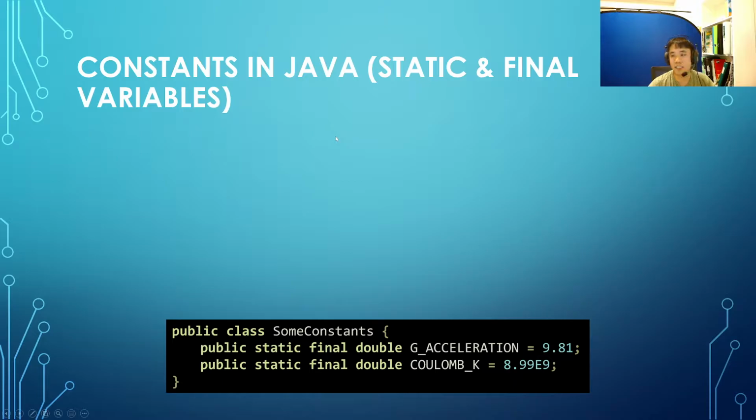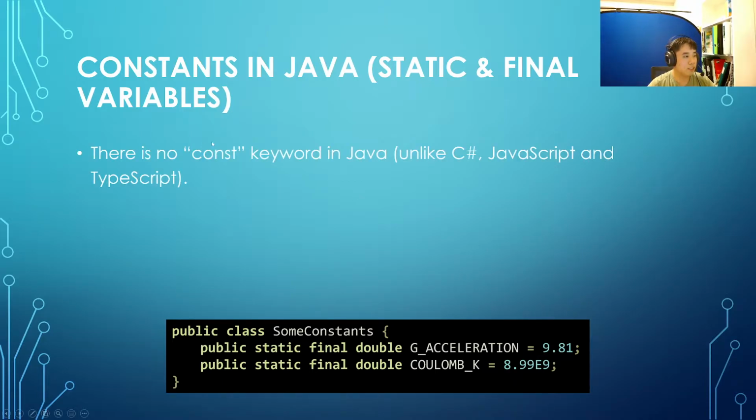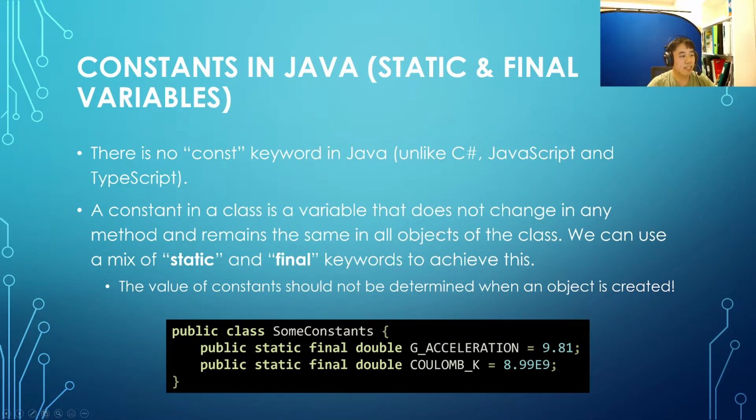So this is constants in Java. There is no constant keyword in Java, mind you, because that's kind of a C# thing and maybe a JavaScript and TypeScript type of thing if you have programmed in these before. A constant in a class is basically a variable that is not changeable or mutable throughout the entire class. Even if you're doing it in a constructor, you're not supposed to change that. It always stays the same. You don't get to determine that in a constructor.